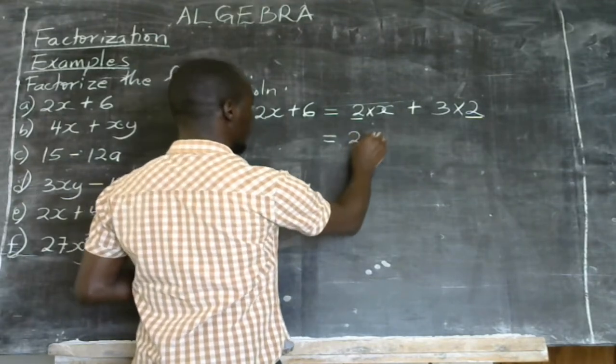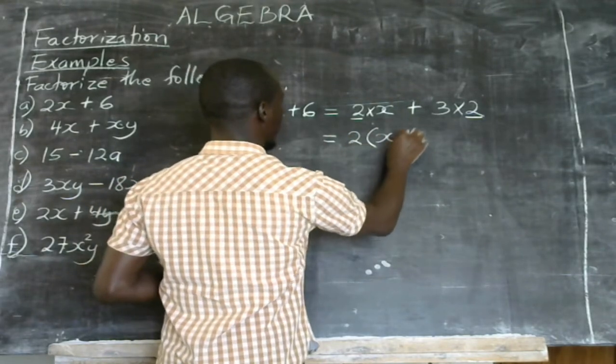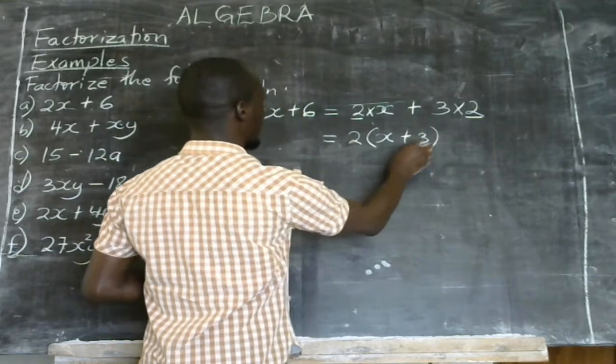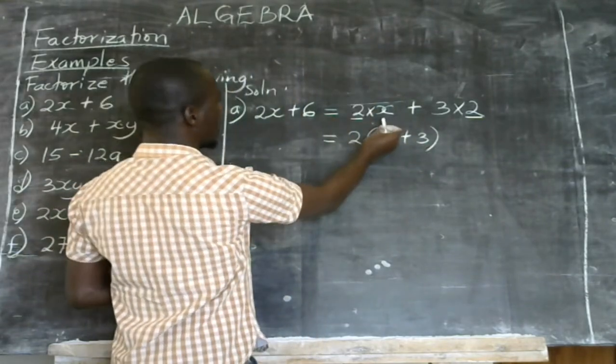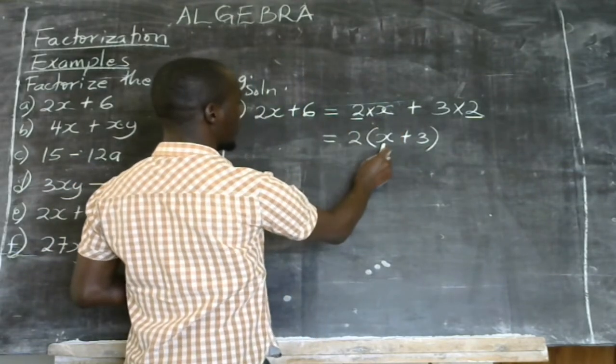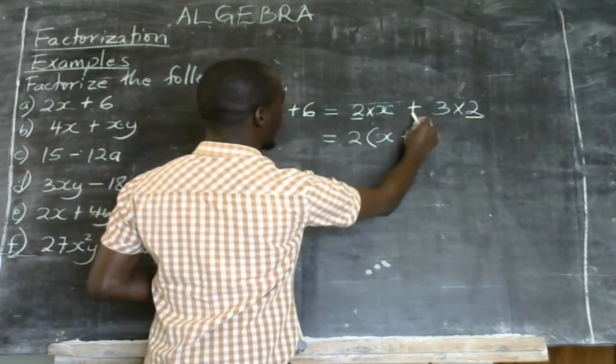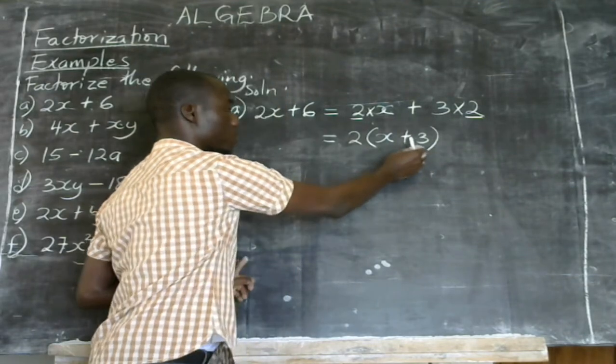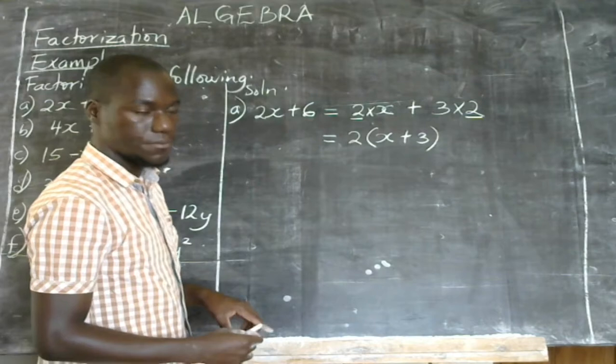So that is 2 into x plus 3. When I remove the 2 here, I'll be left with x, which is that. Then there I'll be left with a positive 3, which is that one there.